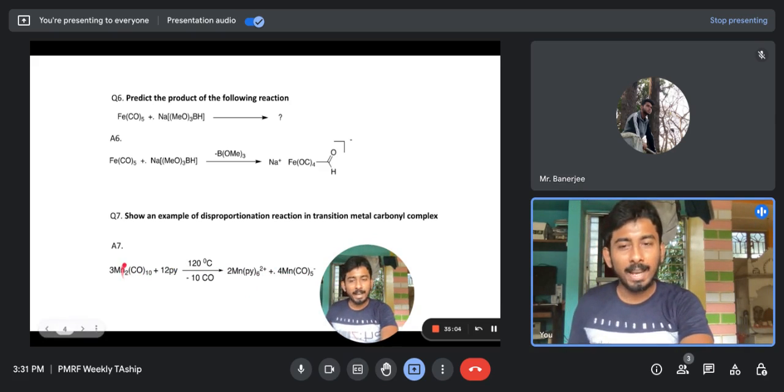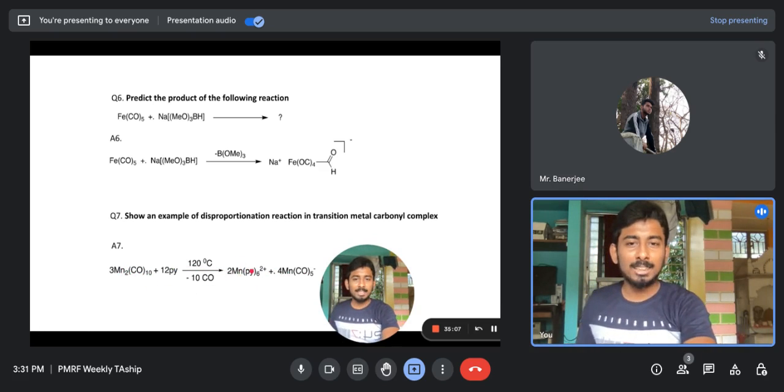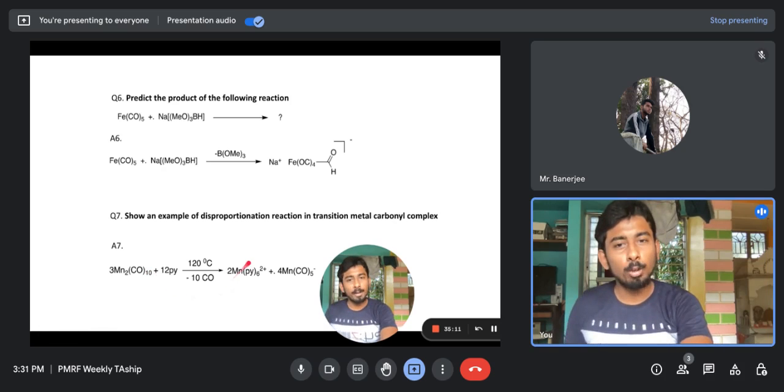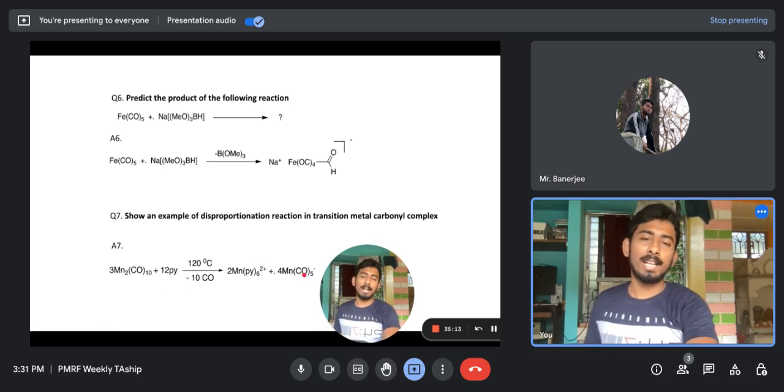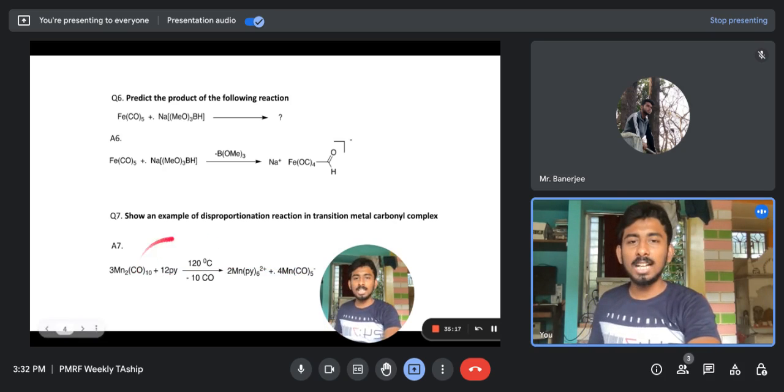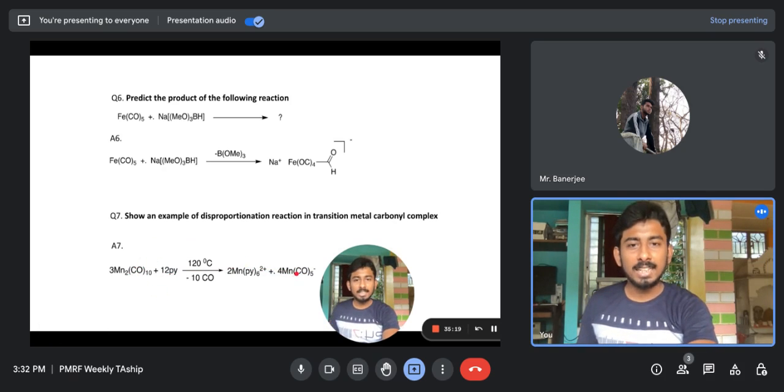So in this case, this is manganese 0, this is manganese +2, and this is manganese -1. So from the 0 state, it goes to the +2 state and also the -1 state. So in this reaction, it is getting oxidized, and it is also getting reduced.